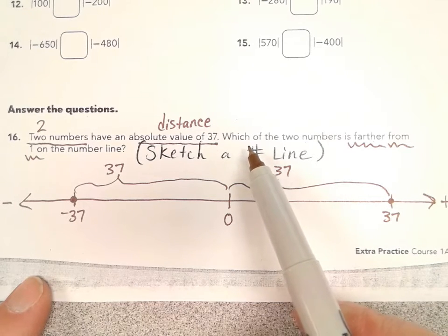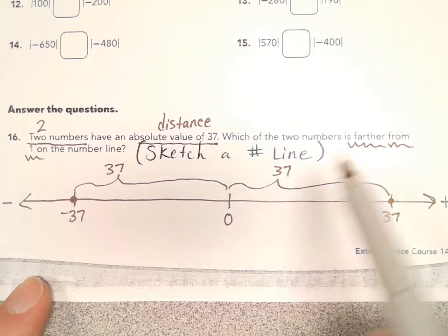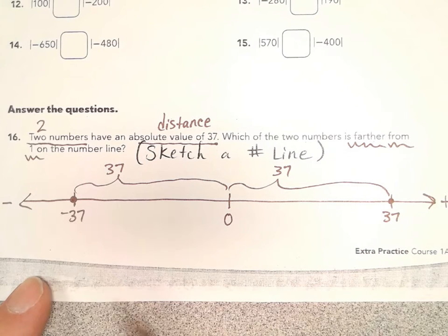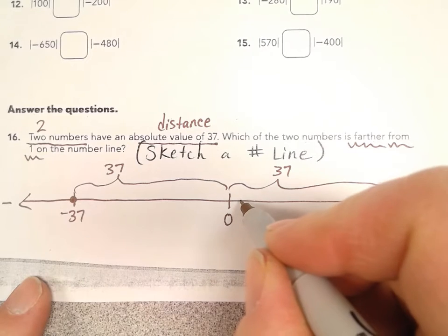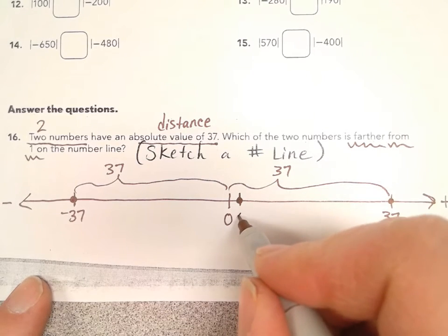Well, my number line looks pretty awesome, but we can't forget this next piece. It says, which of those two numbers is farther, not from 0, but from 1 on the number line? I don't even have 1 on my number line yet. That might be an important thing to include. So where would we find 1 on this number line? Well, I know 1 is greater than 0, so it must be to the right. I'm heading towards the positives, but I'm not very far along the number line, so I'll keep it pretty close. I'll give it a point, and I will label it 1.